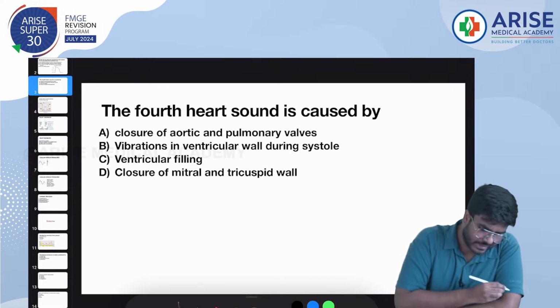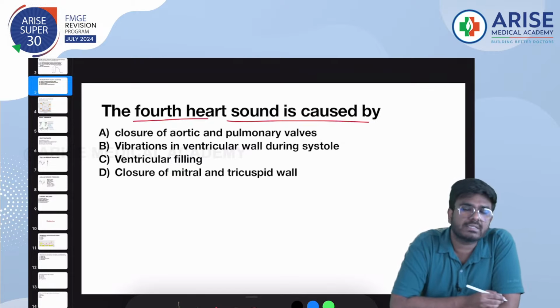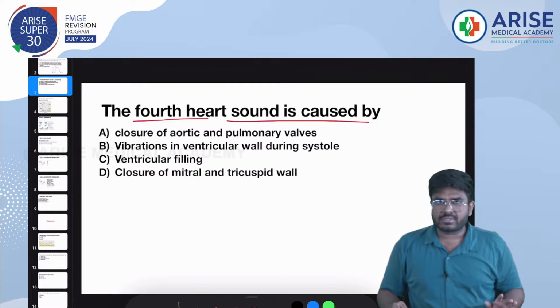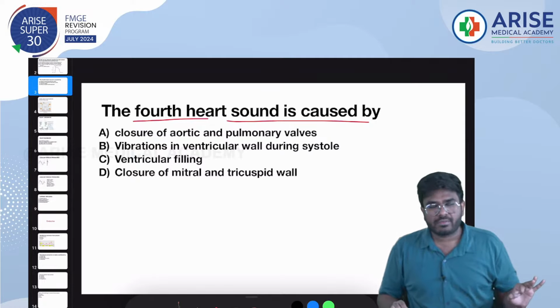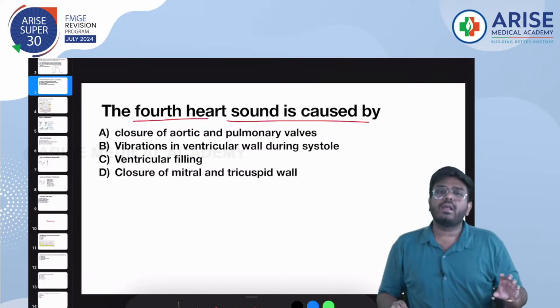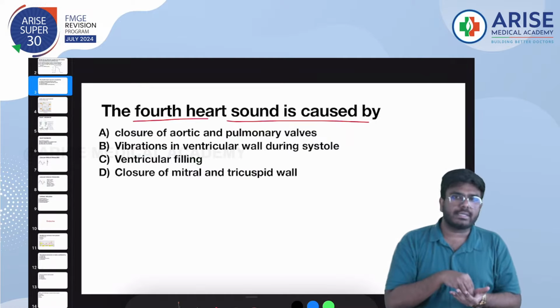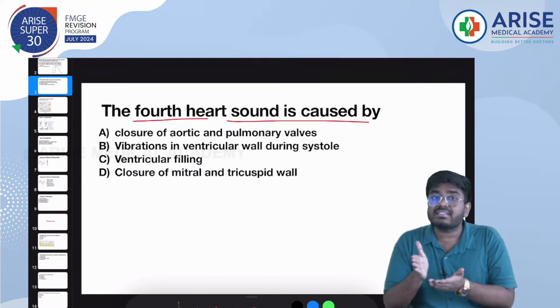Okay. Next, the fourth heart sound is caused by what? See, usually you can't hear the fourth heart sound in a normal person. In a normal person, S3 and S4 heart sounds are low pitch heart sounds, which are usually not heard. They are only heard in some pathological conditions. Now, the point which I am trying to emphasize here is when you will hear the fourth heart sound, in which phase of the cardiac cycle?